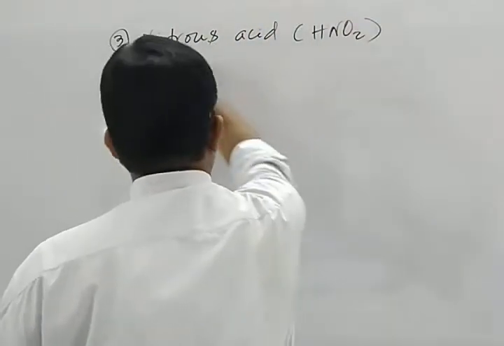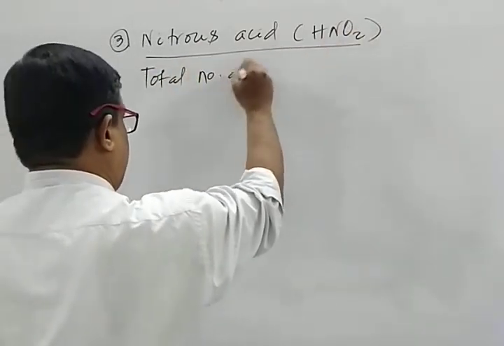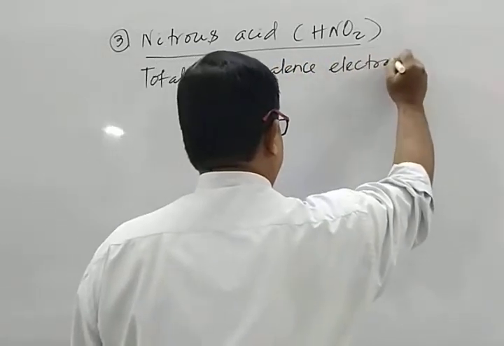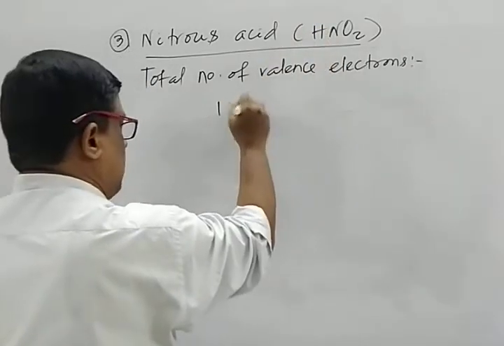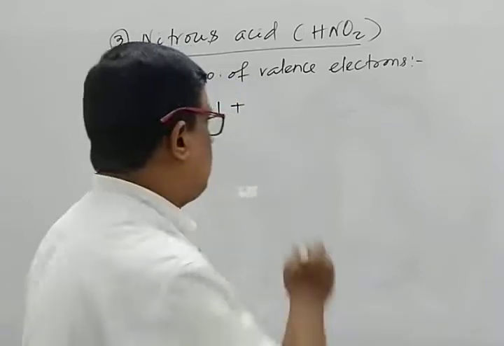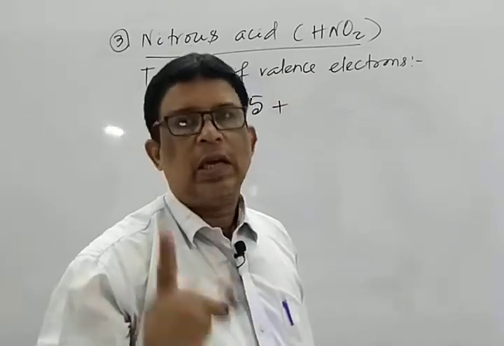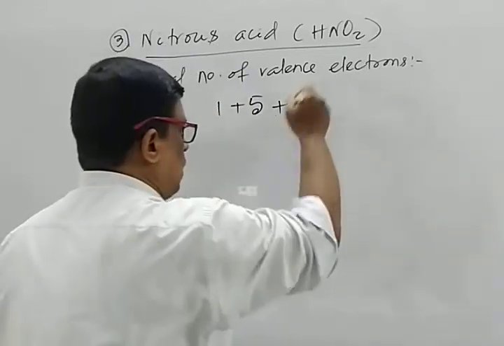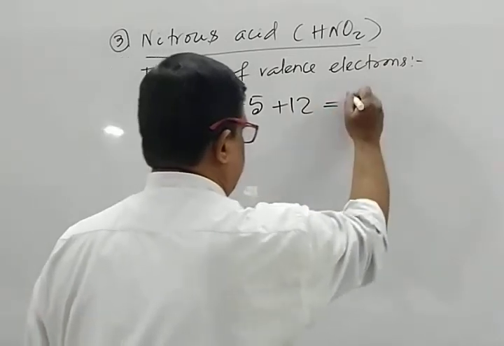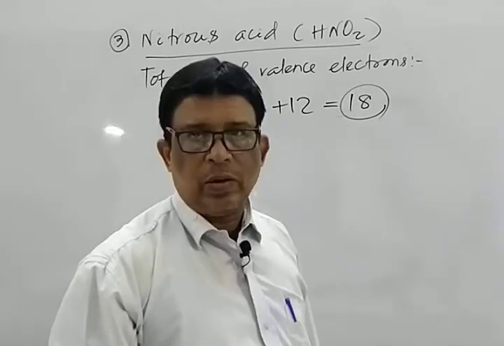HNO2. Similarly, go through point 1, that is the total number of valence electrons. H is 1, nitrogen, atomic number 7, 2, 5, valence electron 5. Oxygen, atomic number 8, 2, 6, valence electron is 6. So 2 are there, 12, that is 12 plus 5, 17, plus 1, 18. So 9 pairs of electrons or 18 electrons are there.